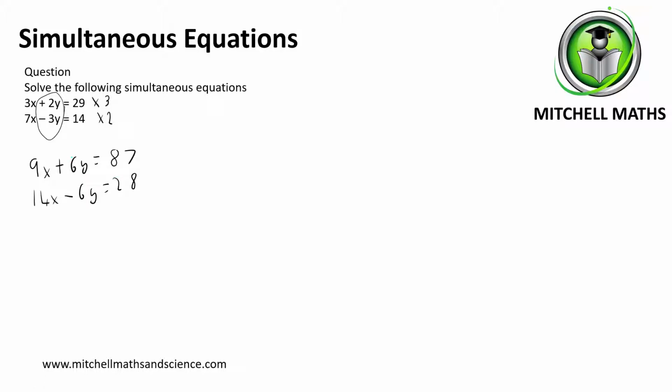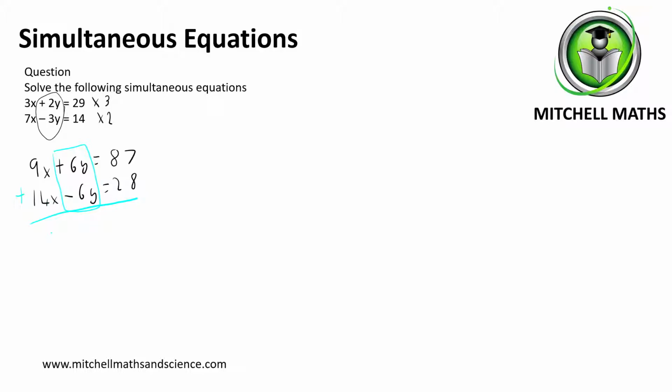If we have a look at our two y values, we can see that one's positive and one's negative. And when the signs are different, we need to add the equations. So when they're the same, subtract. When they're different, we add. So in this case, to eliminate the y's, we're going to add the equations.